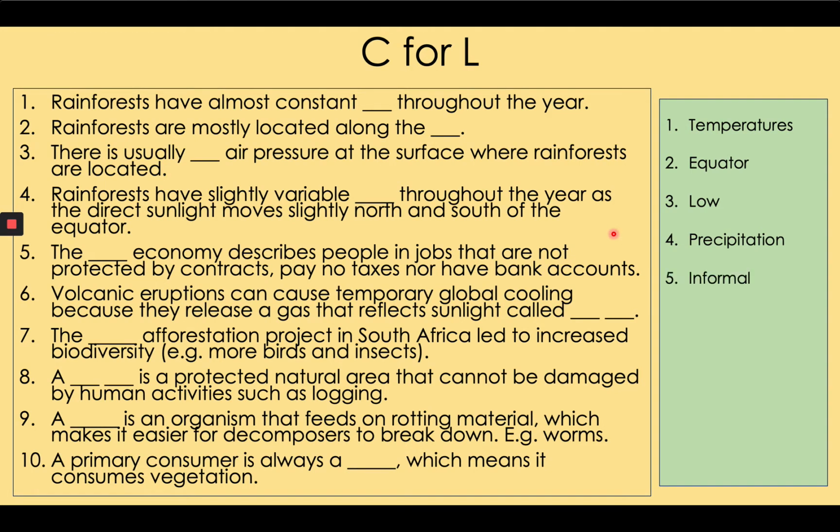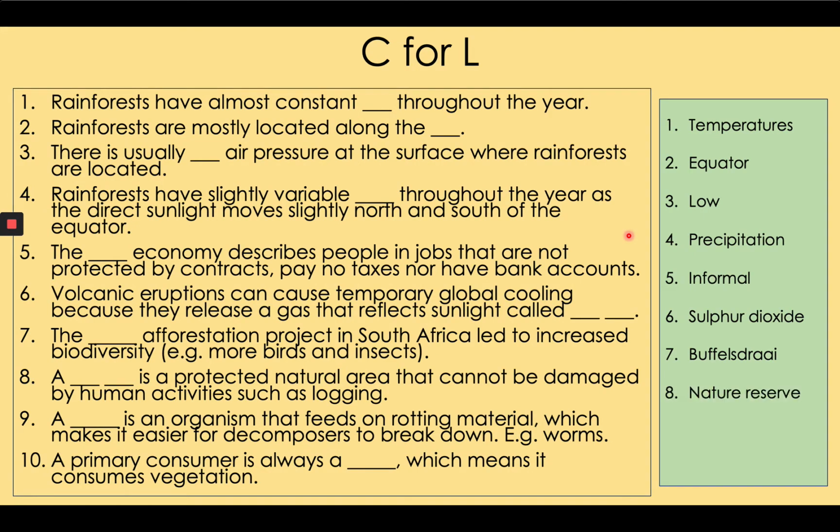5. The informal economy describes people in jobs that are not protected by contracts, pay no taxes, nor have bank accounts. 6. Volcanic eruptions can cause temporary global cooling because they release a gas that reflects sunlight called sulfur dioxide. 7. The Buffelsdrift afforestation project in South Africa led to increased biodiversity.